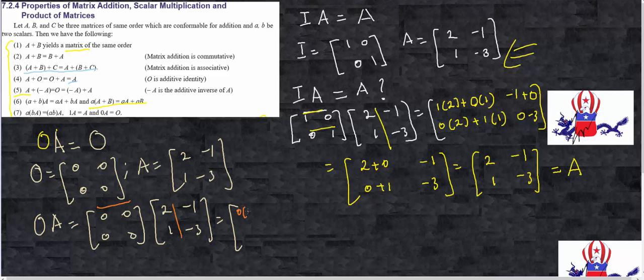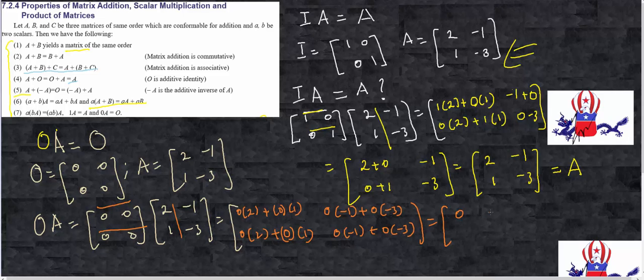0 times 2 added with 0 times 1. Similarly, the row with the column, 0 times 2 added with 0 times 1. Row with the column, you get 0 times -1 added with 0 times -3. The row with the column, 0 times -1 added with 0 times -3, which in turn is going to be 0, 0, 0, 0, which is equal to the null matrix 0. So thus we have verified all of these properties listed here.